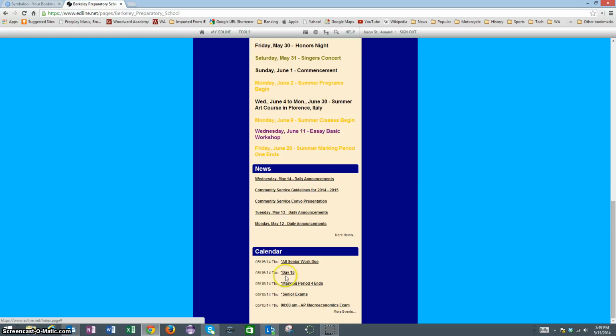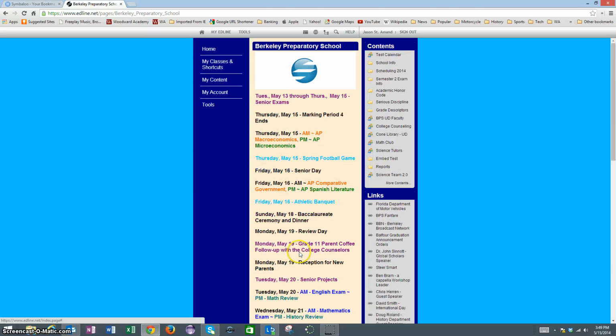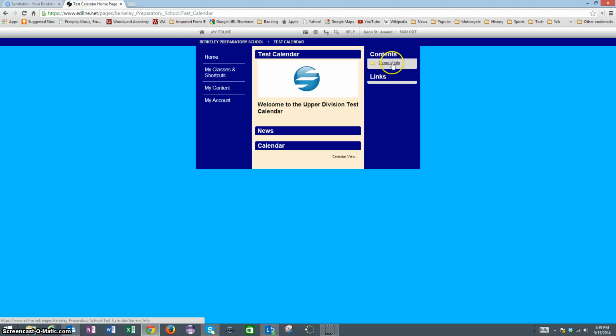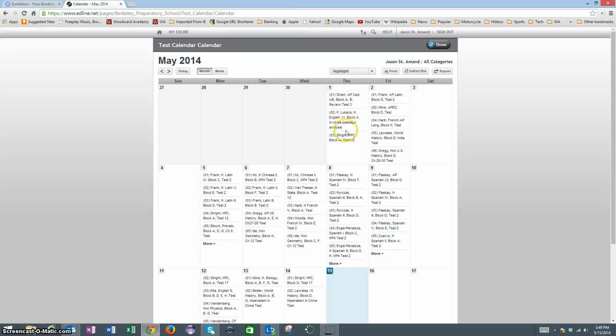Amongst other things, it also has tests that'll be taken in the upper division. On the right-hand side, you can see here is actually the test calendar. Now, the test calendar is where teachers sign up to have tests in different classes. So if you were to click on the test calendar and go to the calendar itself, you would see on any given day there is a series of tests.